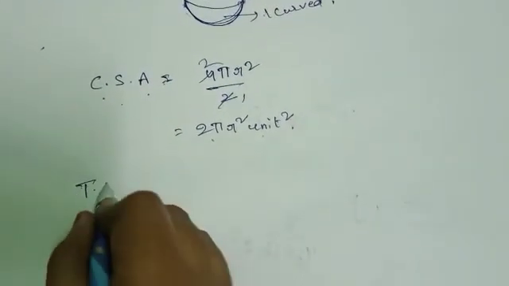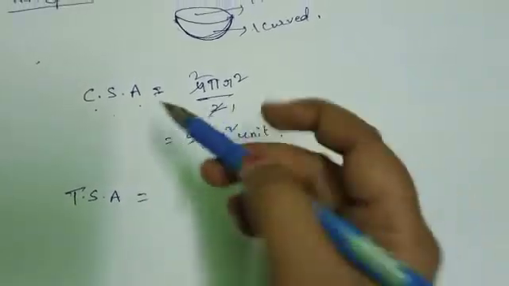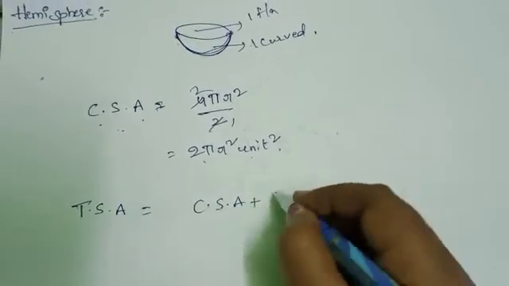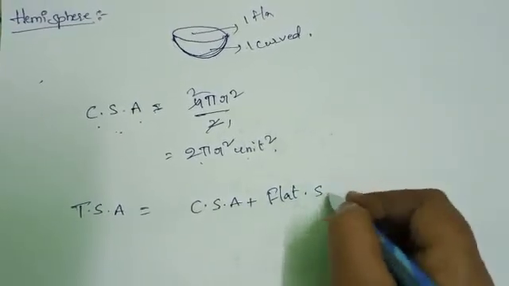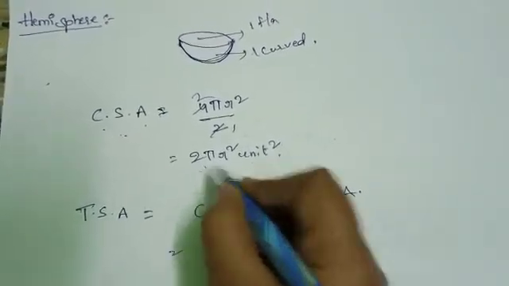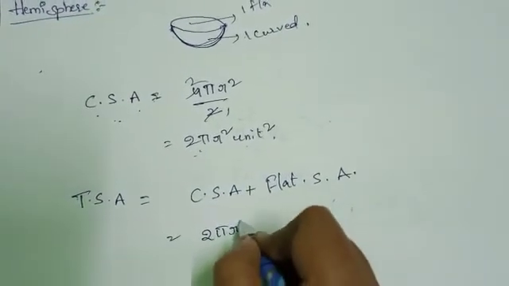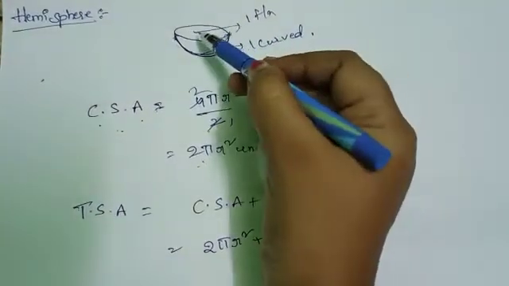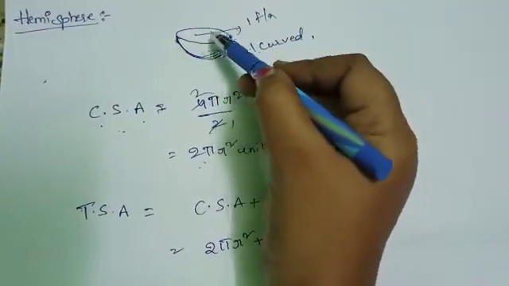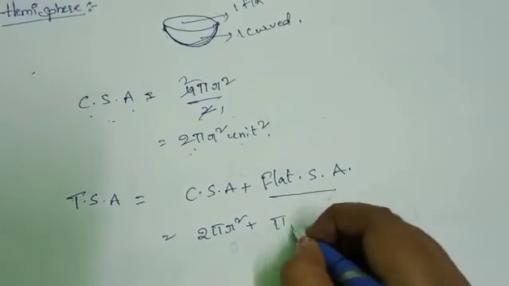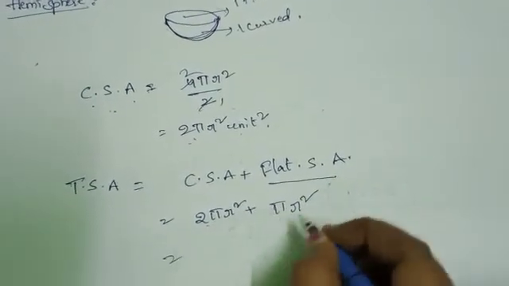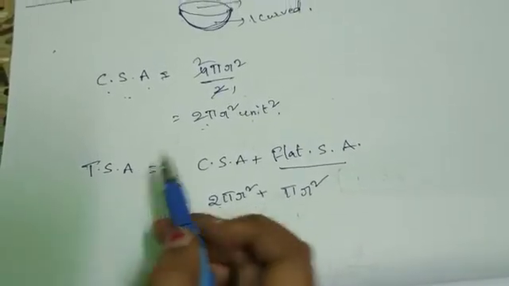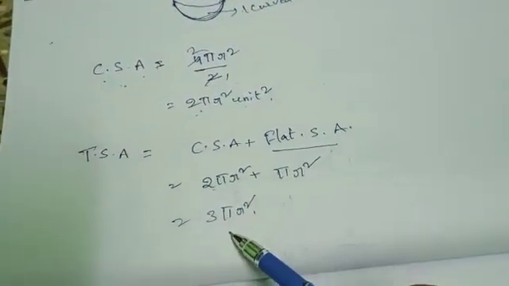Next, total surface area of hemisphere. Curved surface area plus flat surface area. Curved surface area, we know 2 pi r square. Flat surface is circle in shape, pi r square. 2 pi r square plus pi r square, which is equal to 3 pi r square. Total surface area of hemisphere equal to 3 pi r square.